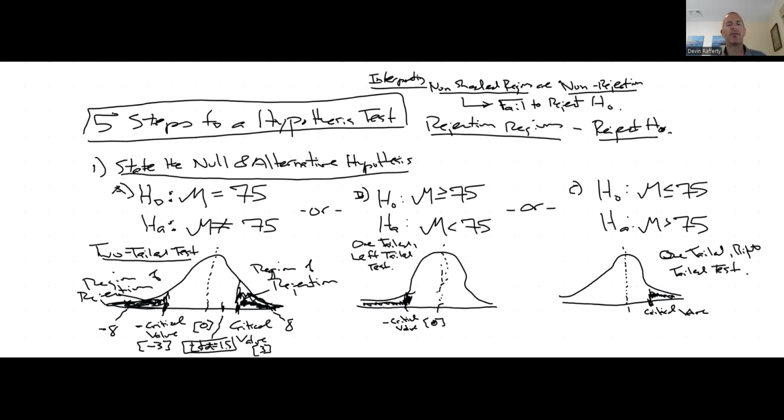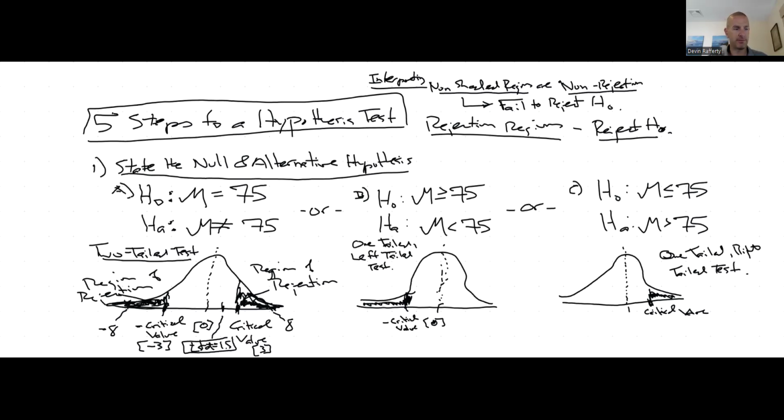Case B, I have a less than sign in the alternative hypothesis, which means I have a 1-tailed, left-tailed test, so pointing left, with a negative critical value. Or I have case C, I have a greater than in my alternative. If I have a greater than in the alternative, then that means I have a 1-tailed, right-tailed test, and I have a positive critical value. So that's step 1, state the null and the alternative hypothesis.